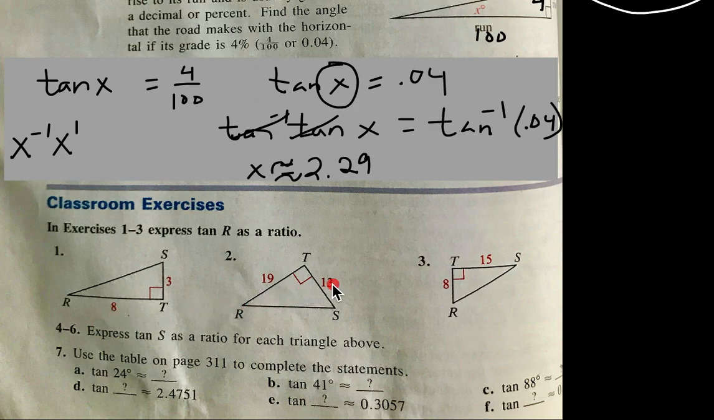Here's r again, 13 over 19. Here's R again, opposite over adjacent, 15 over 8. Then they want us to find the tangent of S. So we go to S right here, and it will be opposite over adjacent. So it's going to be 8 over 3. Here's S. It's going to be 19 over 13. Here's S. It's going to be 8 over 15.